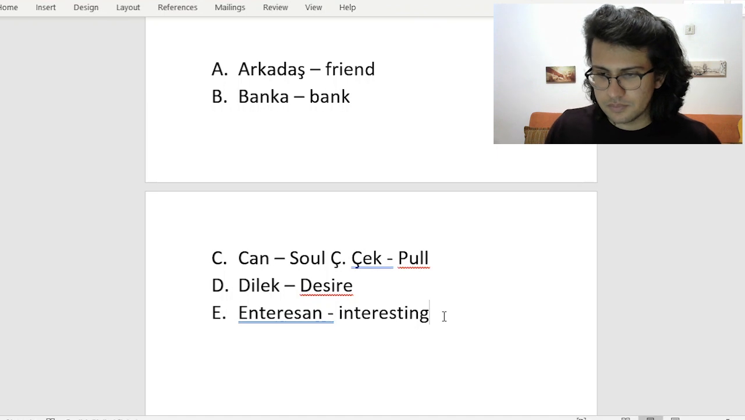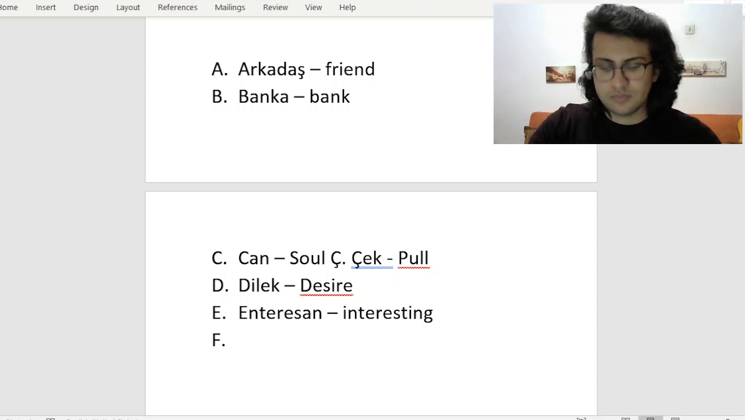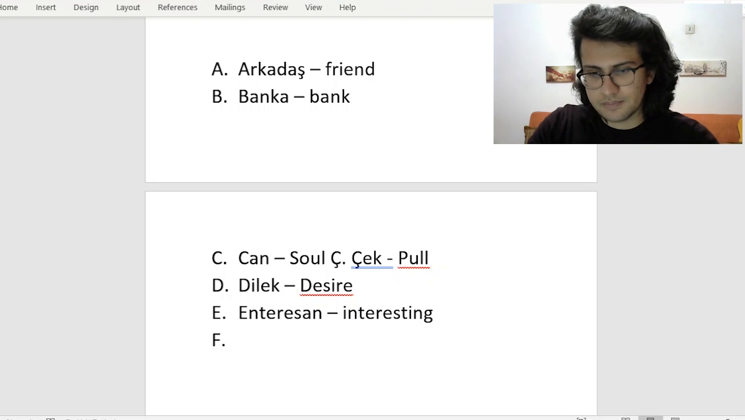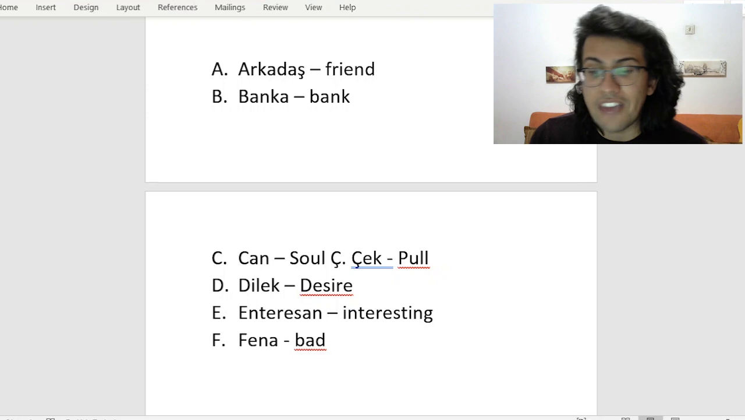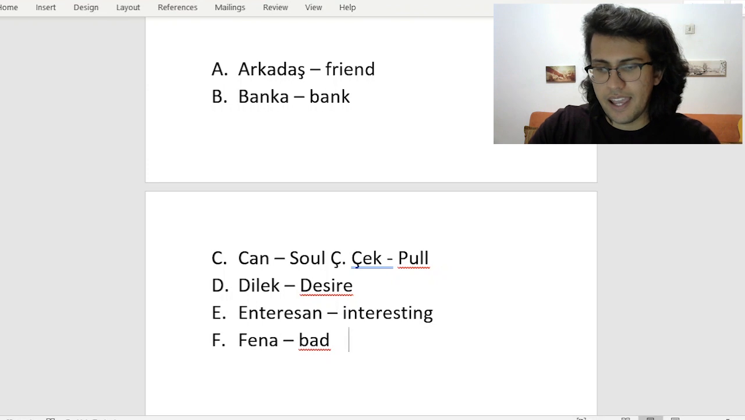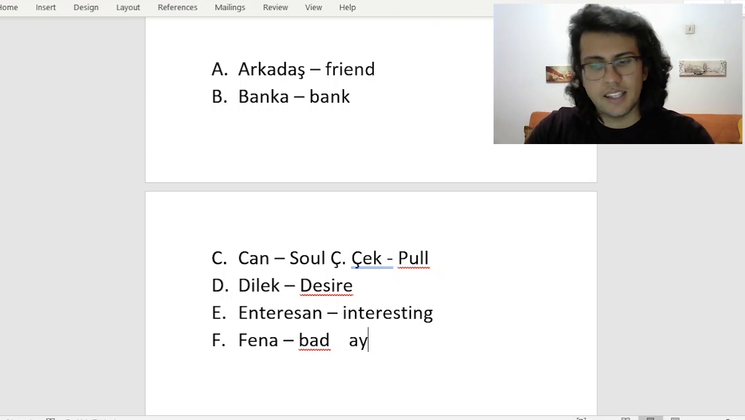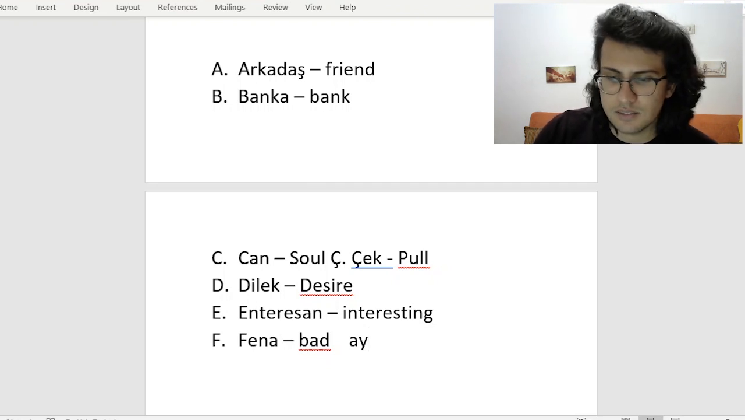Now, let's try another letter. And once again, let's combine the two vowels that we have covered so far. Vowels are incredibly important in Turkish. We will understand more about them in a bit. Fena. And it means bad. Let's talk about the pronunciation real quick. It's fe, fe na. Fena. Means bad.